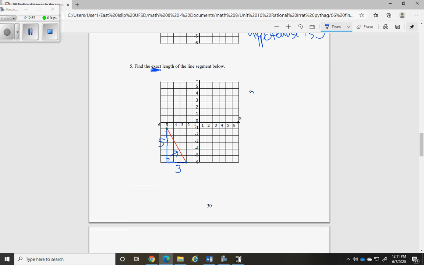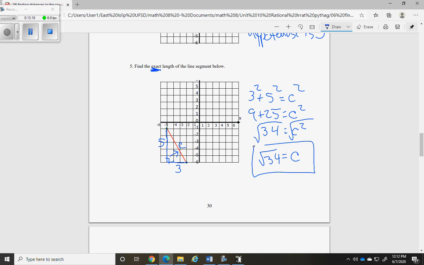So we'll do 3 squared plus 5 squared equals c squared. Across from the hypotenuse is your c. 9 plus 25. So 34 equals c squared. Square root both sides. C is equal to the square root of 34. It says exact length, so I'm done.